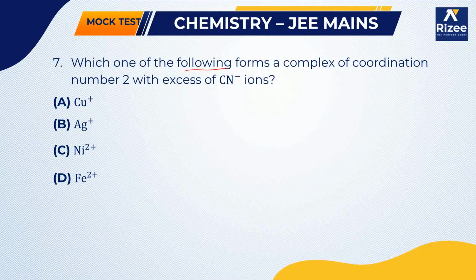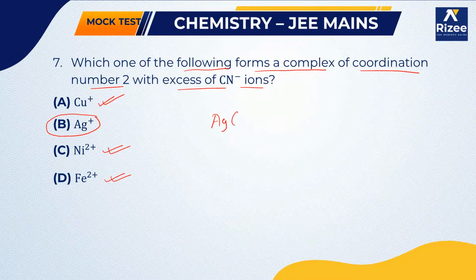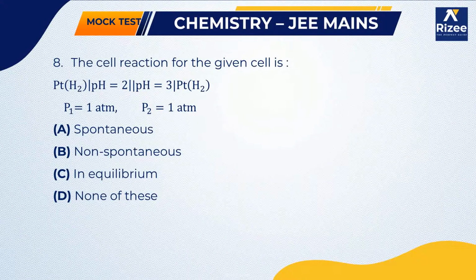Which one of the following forms a complex of coordination number 2 with excess of CN minus ion? Now we can see copper can form coordination number 6, nickel can form coordination number 5, iron can form coordination number 4 as well as 6. So the only one remaining is silver. Because of its only +1 oxidation state, silver can form a complex of coordination number 2. So this is the complex which silver can form with the cyanide ion with coordination number 2. Okay, so next, moving on to the next question.